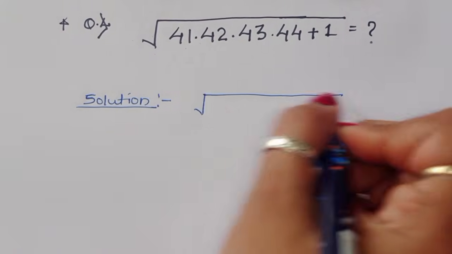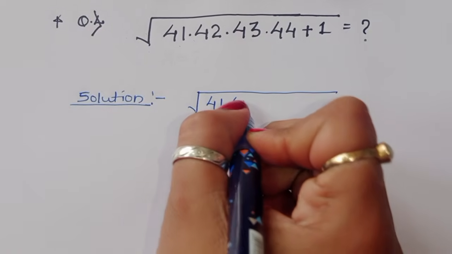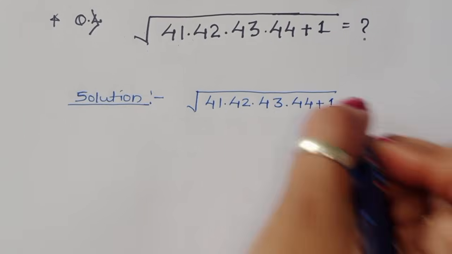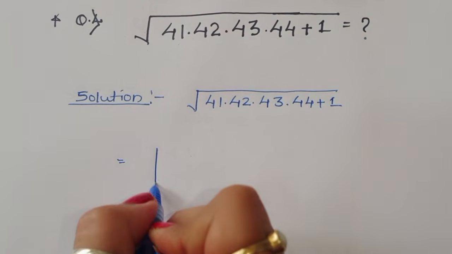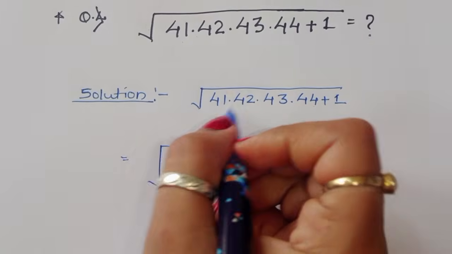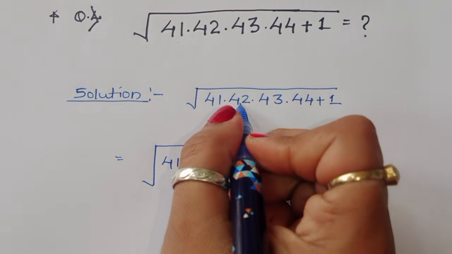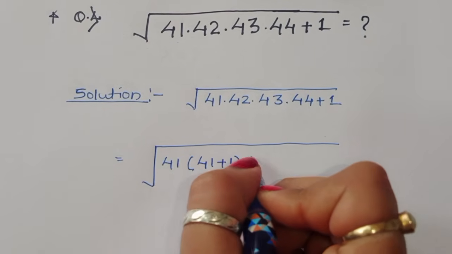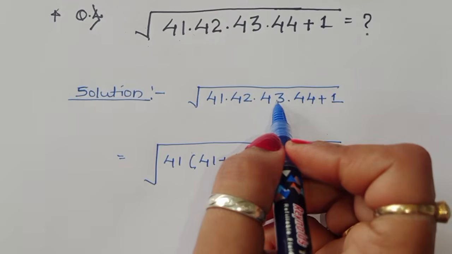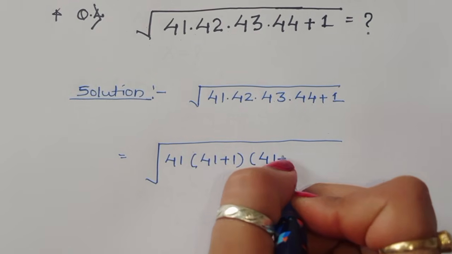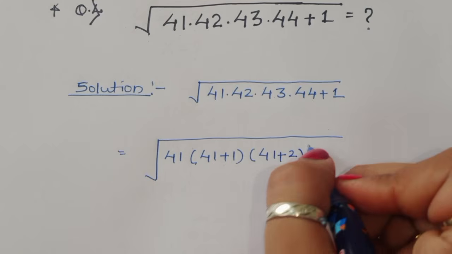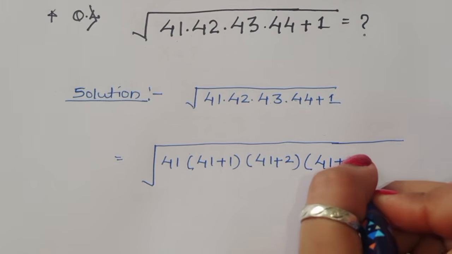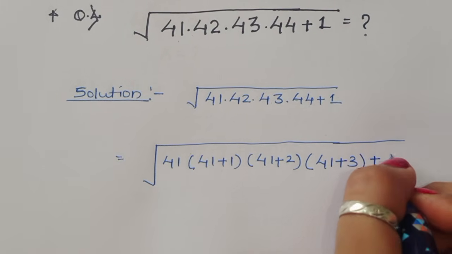Square root of 41 times 42 times 43 times 44 plus 1. Right, so we can write this. 41 times 42 is 41 plus 1, so 41 plus 1 times, now this is 43, so this 43 we can write as 41 plus 2, times, now 44, so 41 plus 3 is 44, plus 1.